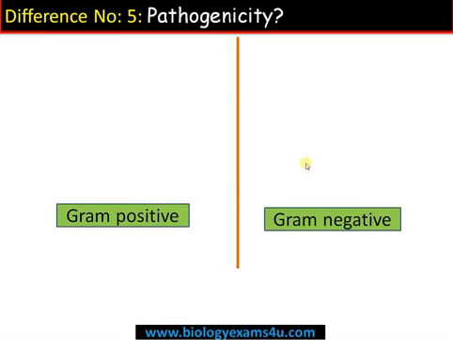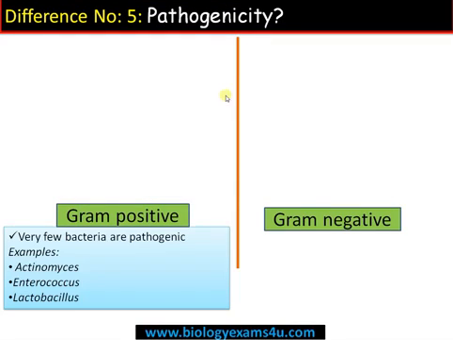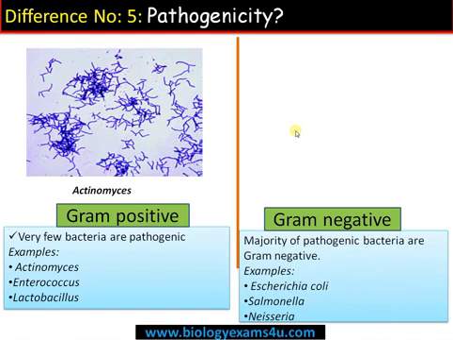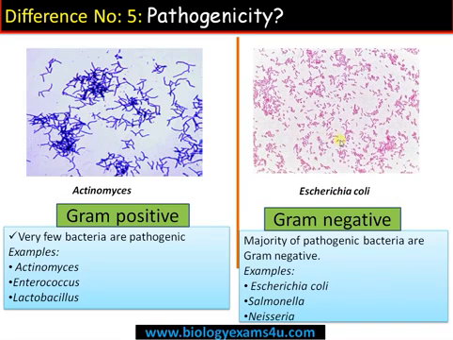Difference number 5, that is regarding pathogenicity. Very few gram-positive bacteria are pathogenic. Examples include Actinomyces, Enterococcus, etc. Whereas among gram-negative bacteria, the majority are pathogenic as there is an outer wall which is highly protective, and gram-negative bacteria are often highly infectious, for example Salmonella, Neisseria, E. coli, etc.